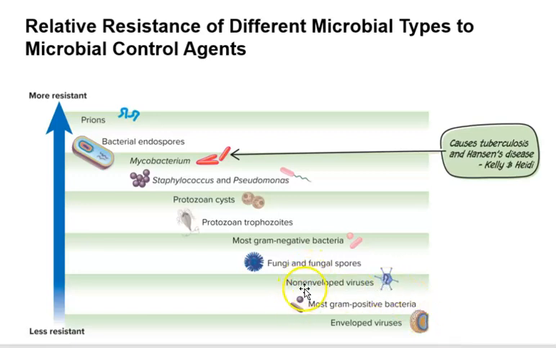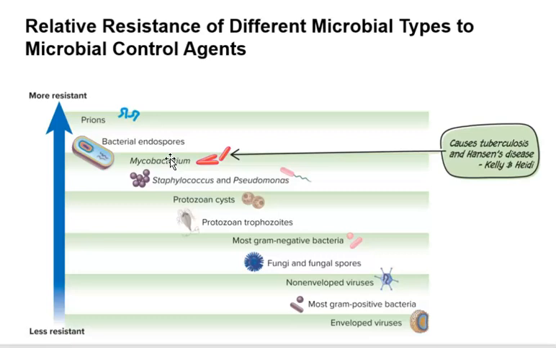Then we move on to non-enveloped viruses, fungi, gram-negative bacteria, and then protozoan trophozoites, which were the active stages. A little bit more resistant are the cysts. They were hanging out until environmental conditions get better, so they're more resistant to these microbial controls. And then we have Staphylococcus, Pseudomonas, and Mycobacterium. We're giving the genera names of some microorganisms that are much more highly resistant to chemical controls. Mycobacterium has a very waxy cell wall that prevents a lot of these chemicals from penetrating into the cell.